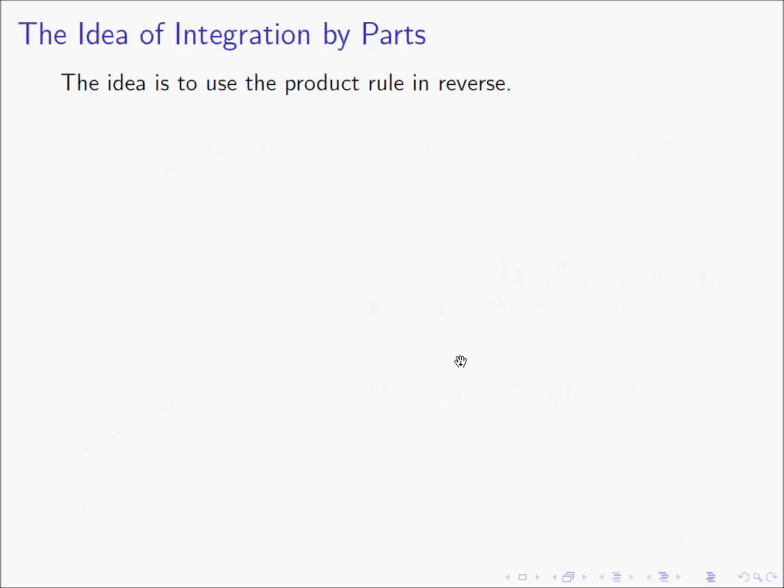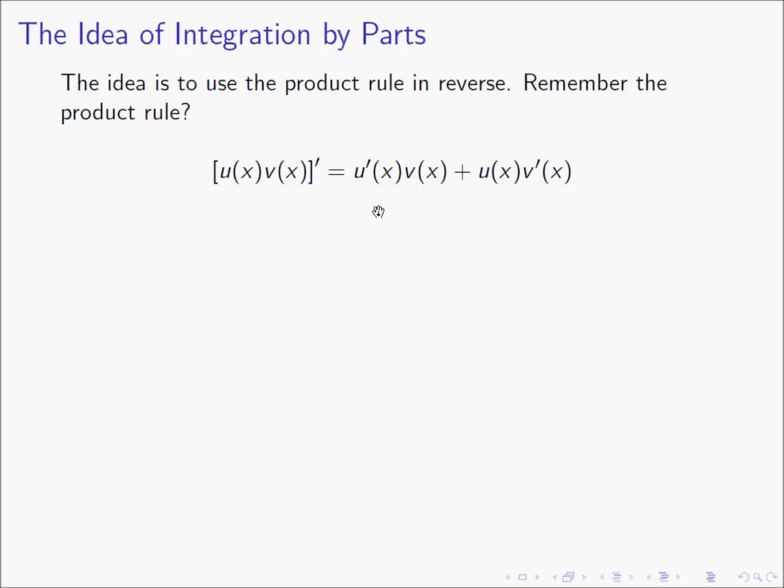What is the idea of integration by parts? The idea is to use the product rule from derivatives for solving integrals. And to do that we need to remember what the product rule is. The product rule says that when you have the product of two functions, u of x and v of x, and you take the derivative of this product, what you get is given by the right side of this equation: u prime of x times v of x plus u of x times v prime of x. This formula is called the product rule for derivatives.